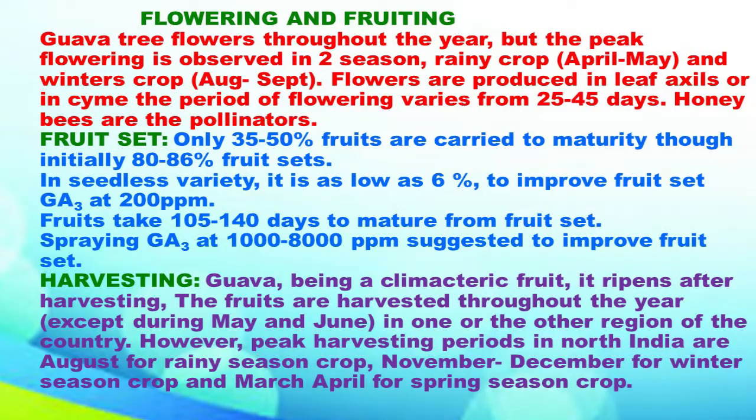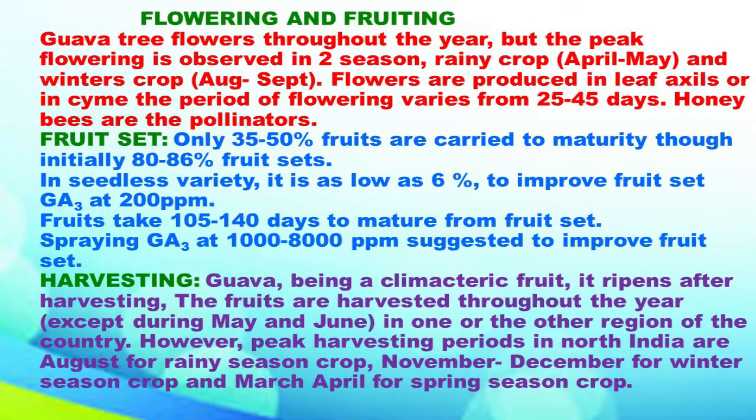Guava tree flowers throughout the year, but the peak flowering is observed in two seasons, the rainy crop and the winter crop. Flowers are produced in the leaf axil or in cymes. The period of flowering varies from 25 to 45 days. Honeybees are the pollinators.